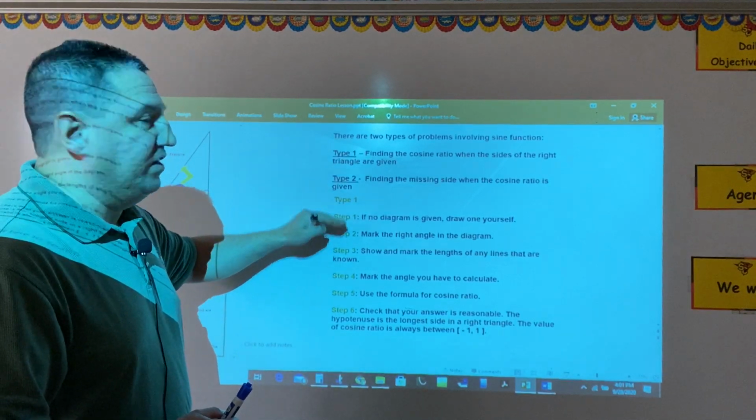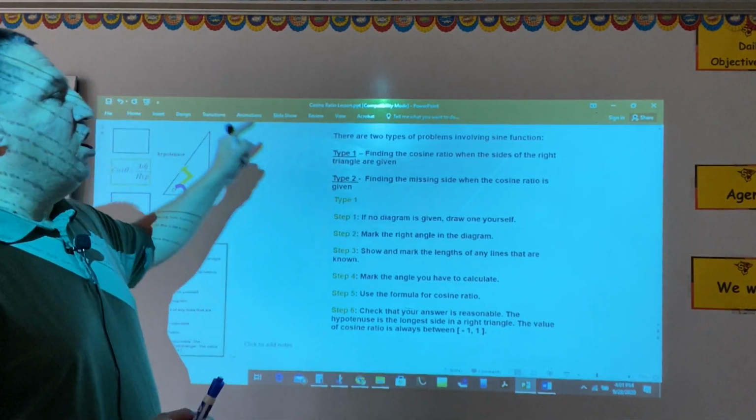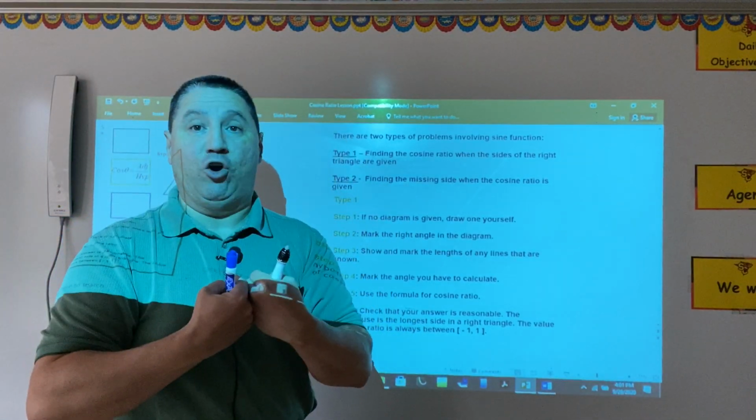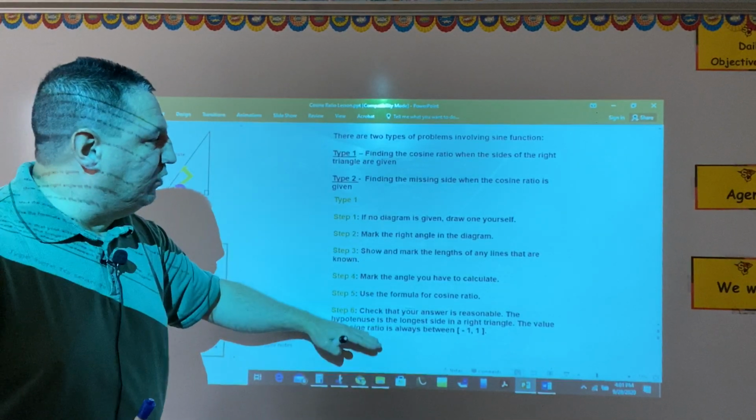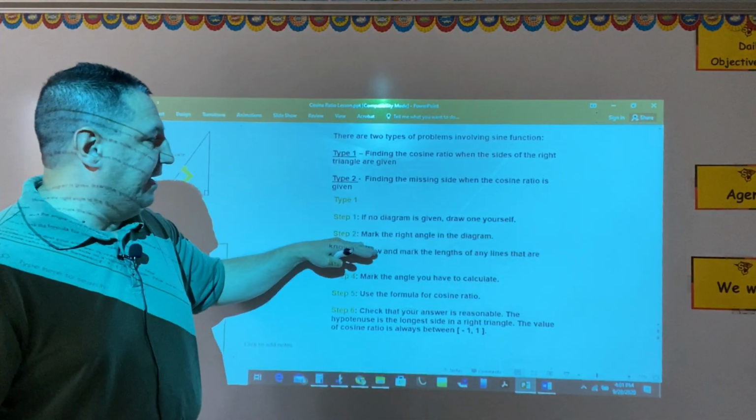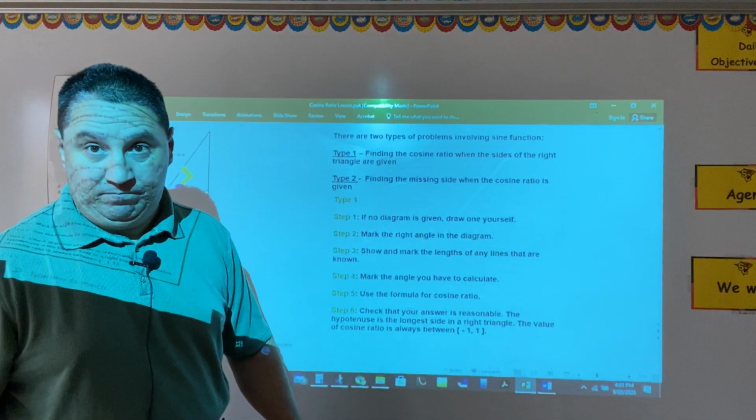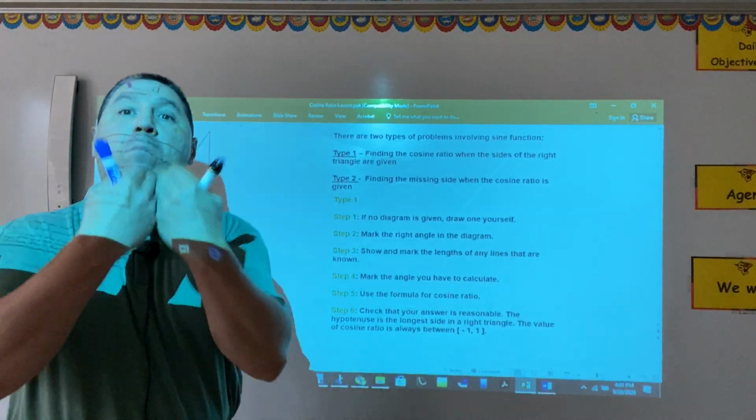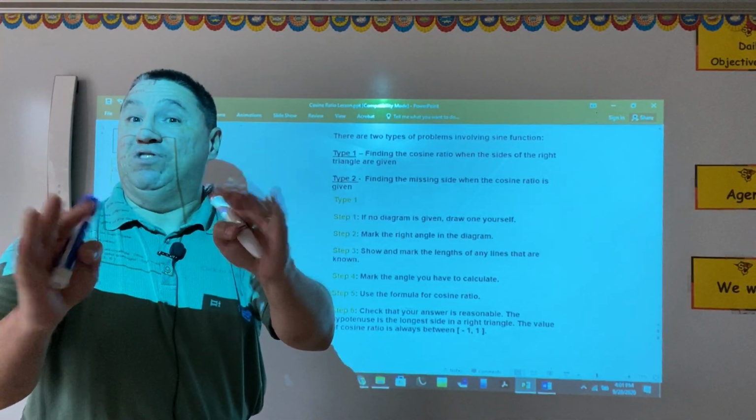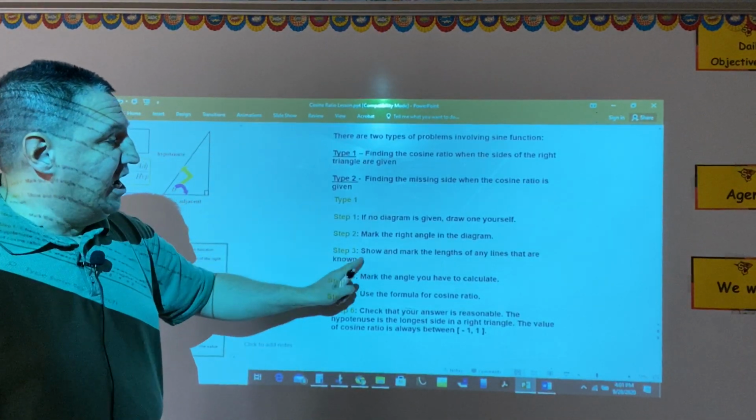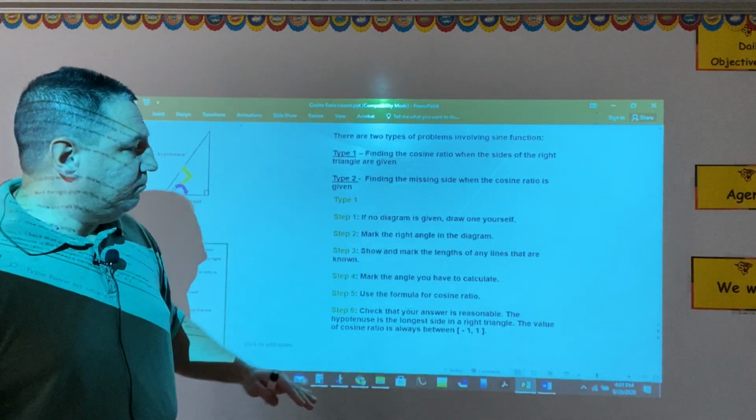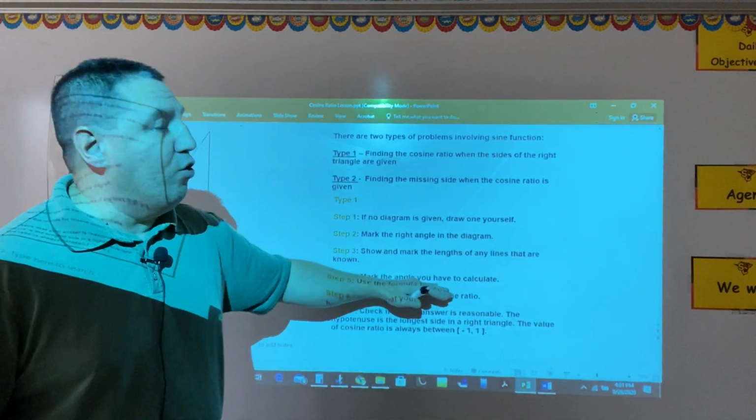Now, when we have a type 1 problem, in other words, when the sides of the triangle are given and we need to find the cosine ratio, we have to follow these steps. If no diagram is given, draw one yourself. Then, mark the right angle in the diagram. Why? Because if we mark the right angle, we should be able to identify the hypotenuse more easily. Then, step 3, show and mark the length of any lines that are shown. Step 4, mark the angle you have to calculate.